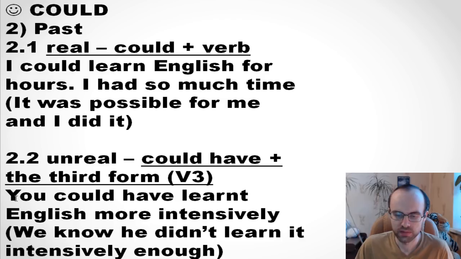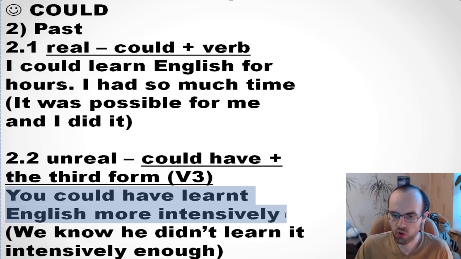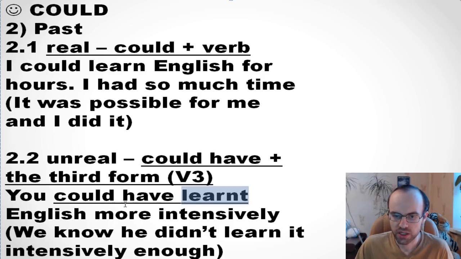Okay, please look. You could have learned English more intensively. You see, could have plus the third form. You could have learned English more intensively. Good, very good. So, could have learned English is the third form. It means that I know that you didn't learn English intensely.